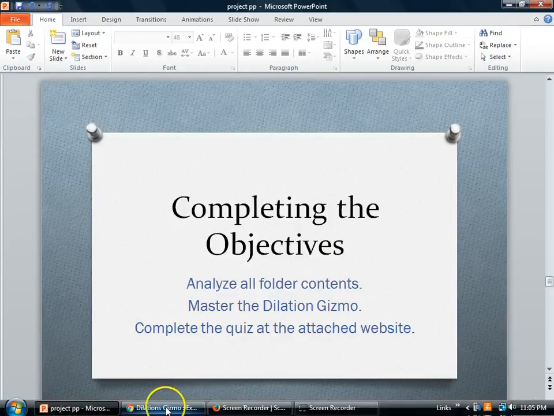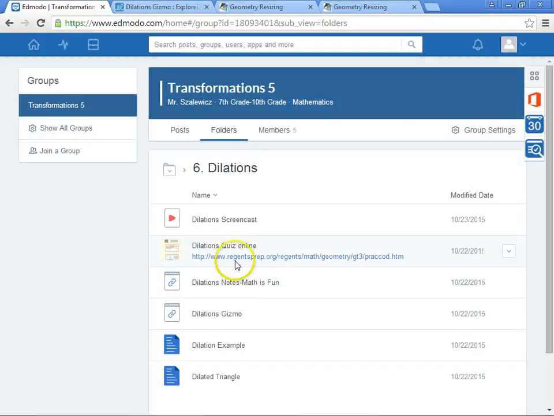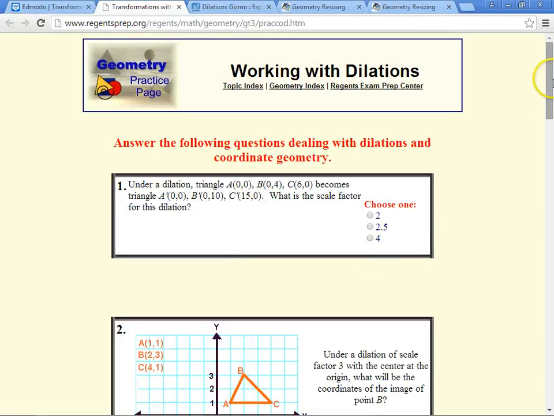And that was right here. If you'd like to register at Regents Prep, you certainly can. Let's take a look at one of these questions. It says, under a dilation, triangle A, B, C becomes triangle A prime, B prime, C prime. What is the scale factor?